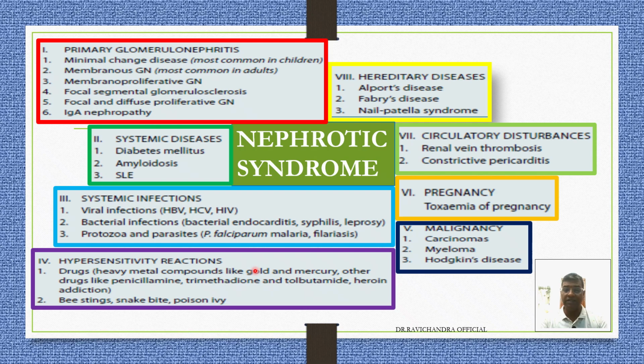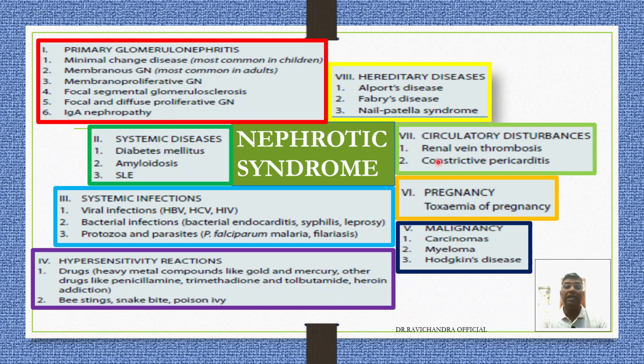Coming to the hypersensitivity reactions, because of the drugs like heavy metal compounds like gold, mercury, penicillamine, trimethadione, tolbutamide, heroin addiction, and snake bite, IV poisoning, and bee stings will result in nephrotic syndrome. Coming to the malignancies, all the carcinomas, myelomas, and Hodgkin's disease can present with nephrotic syndrome. In pregnancy, toxemia of pregnancy may present with nephrotic syndrome.